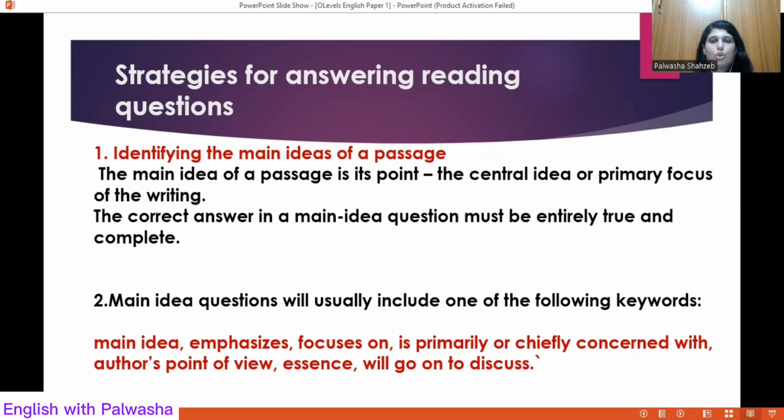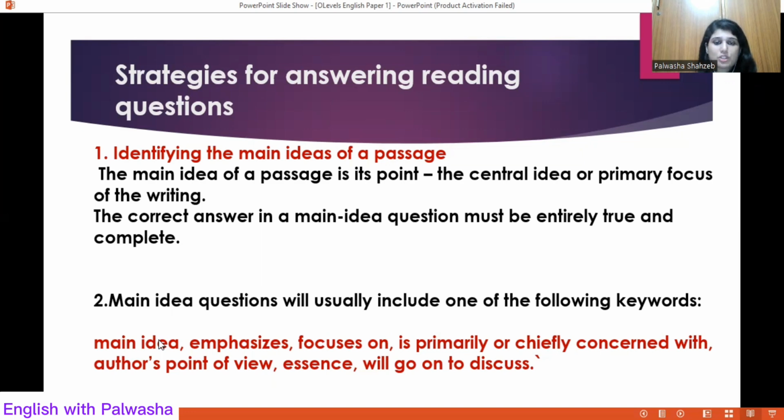So I'll be going in chronological order, all right? The main idea of a passage is its point, the central idea or primary focus of the writing. The correct answer in a main idea question must be entirely true and complete. It should be true. If question number one is of 1 mark, it should be exactly from that line which is mentioned, and it should be complete, true and correct.